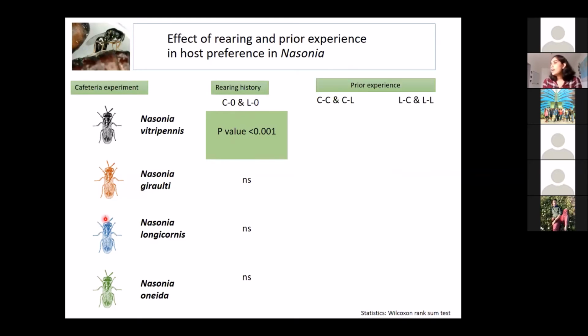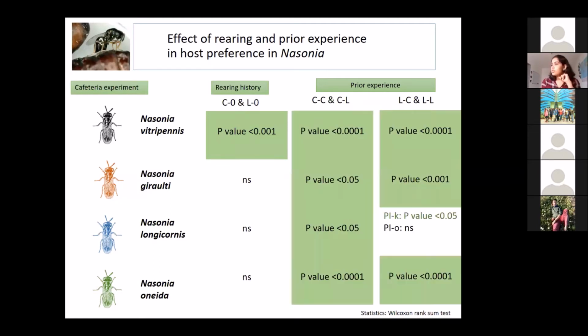For that, I compared these two groups where they get the same rearing history, but they have a different kind of prior experience. Then I did the same for the other combination where they differ in their prior experience, but have similar rearing history. As you can see here, almost all the preference indexes showed a significant difference between these treatments. Except, again, we have another exception here.